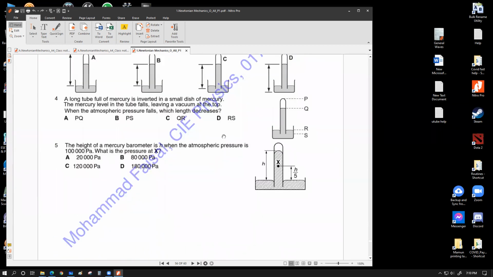So let's look at number 5. Number 5 is a figure which is not drawn to scale, just to bother your head. This figure is not drawn to scale.